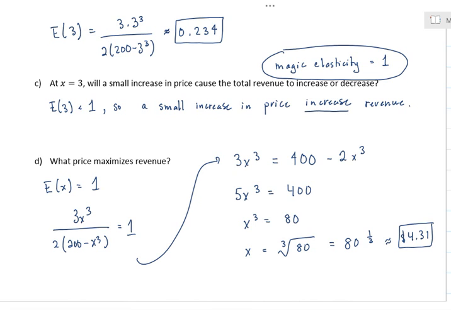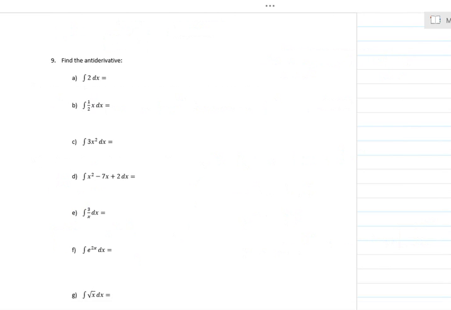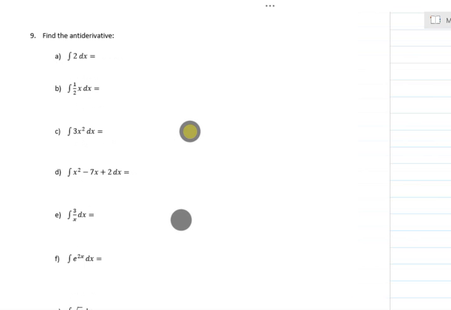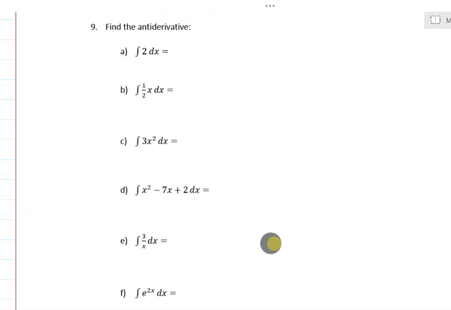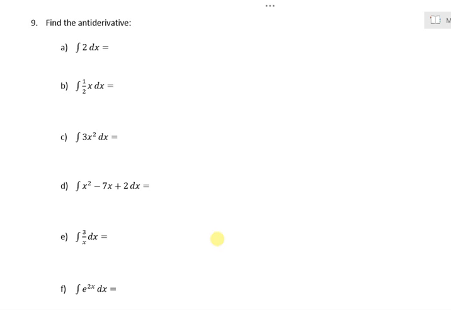All right, next page. Antiderivatives. This is the other really important part of the exam. Okay, antiderivatives, we're looking for a function that gives this function as the derivative. So the function that gives 2 as the derivative is just 2x plus any constant c. We always need to add the plus c. I will take off points if you don't have the plus c.